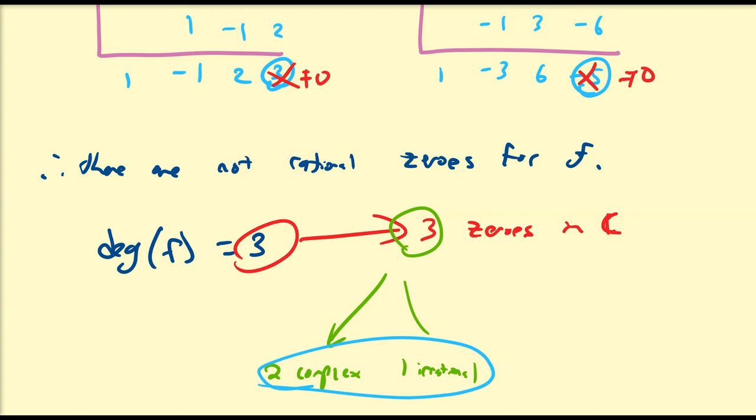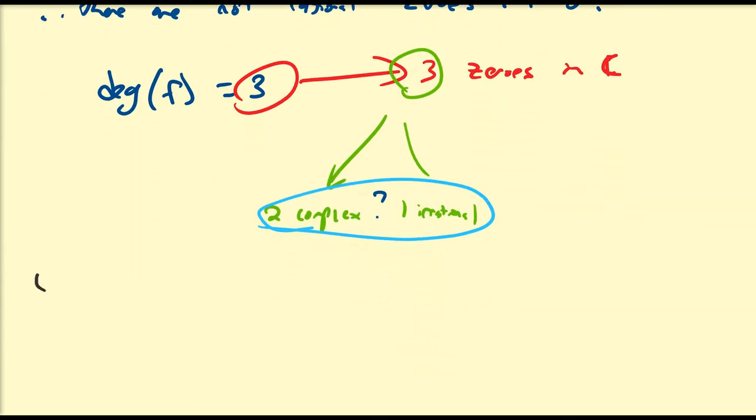So it could have 3 zeros in C, so it could be 2 complex, 1 irrational, or all 3 of them could be irrational or complex or something like that. But nonetheless, we know they're not rational, so we do not need to continue trying to guess numbers. And then maybe we need to do a numerical method to try and see what these numbers might be equal to. So let's look at another example.